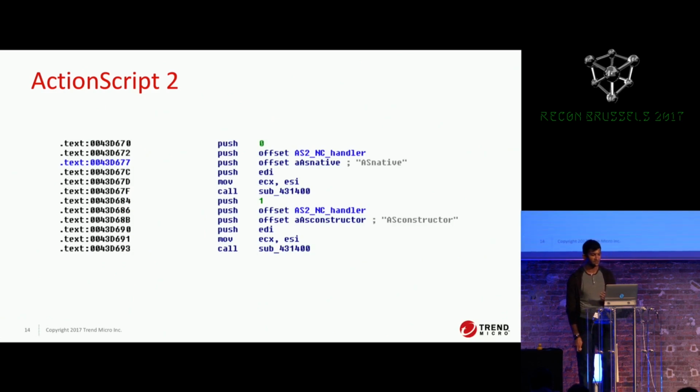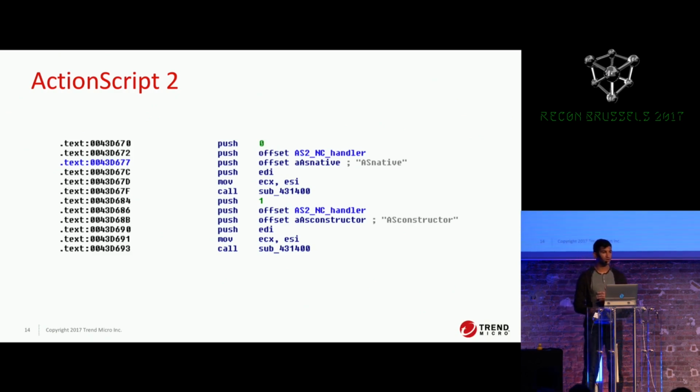Based on that, we can see that there's a native code handler that gets loaded, and it instantiates both of these functions to be called. What happens is the AS2 NC handler, if it's called with ASnative, will enter this function, and 0 will be the index. If it's ASconstructor, then 1 will be the index. The interesting thing is that both of these functions, when they're called, go through a kind of input sanitization where they check to make sure they only have 2 arguments, and then check that both arguments are either integers or can be coerced into integers.